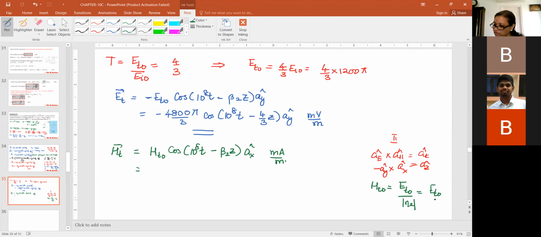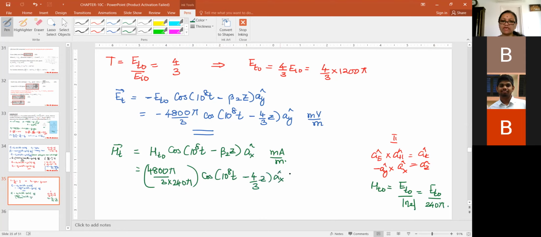And what is my eta 2? Eta 2 is 240 pi. So use that here. And E T naught is 4800 pi by 3, then divided by 240 pi. So to simplify all this, then cosine of 10 to the power of 8t minus, what is beta 2? Beta 2 is 4 by 3. So 4 by 3 z a x cap milliamps per meter.